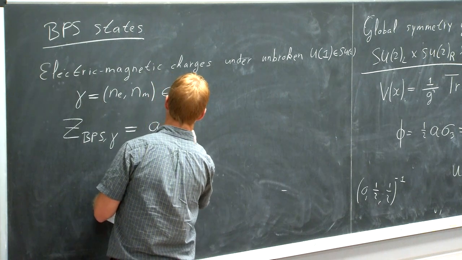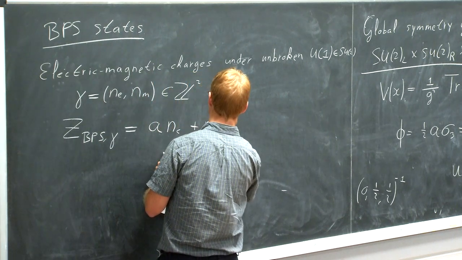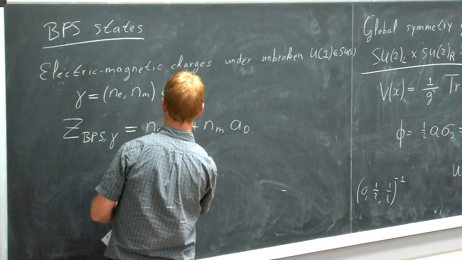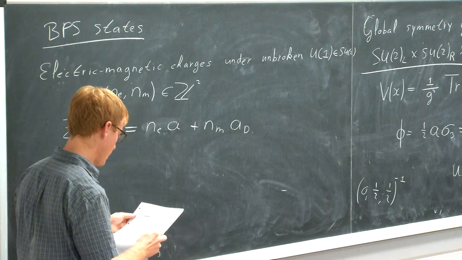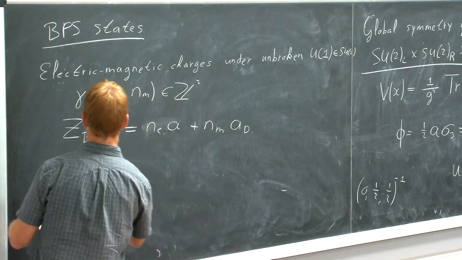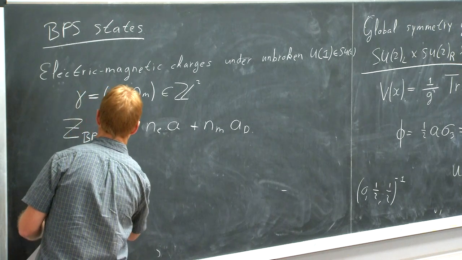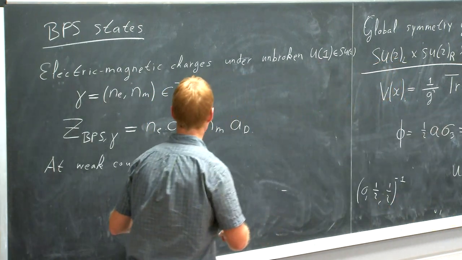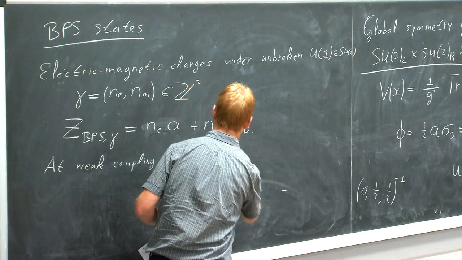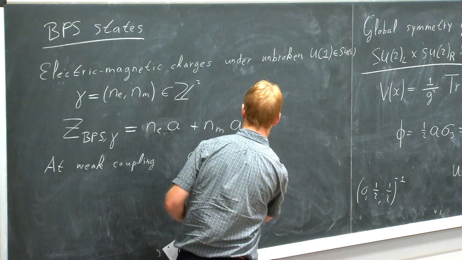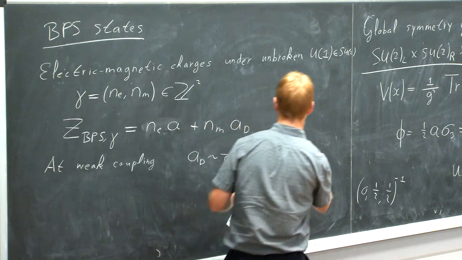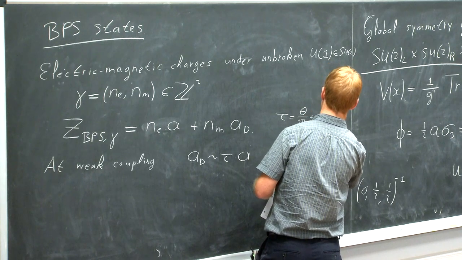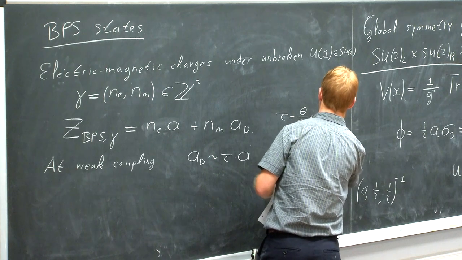Which is then A times N_E plus N_M times A_D. Sorry, let me put the N on the left side also. N_E times A. Okay. And at weak coupling, where g is very very small, we have that A_D goes approximately like the complexified coupling tau times A. So tau is, let me say, theta divided by 2 pi plus i over g squared.